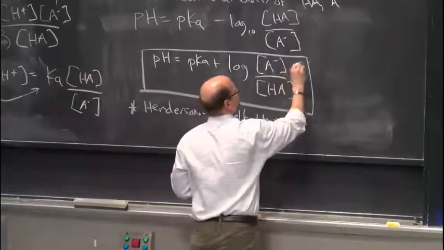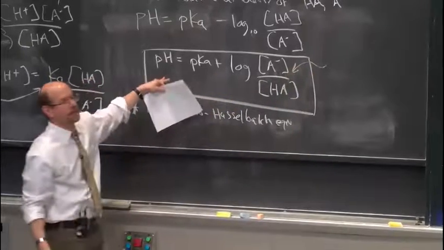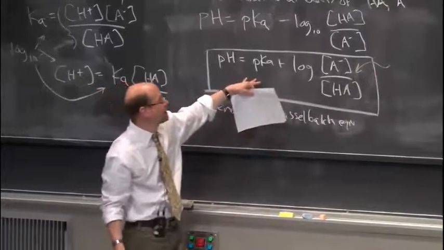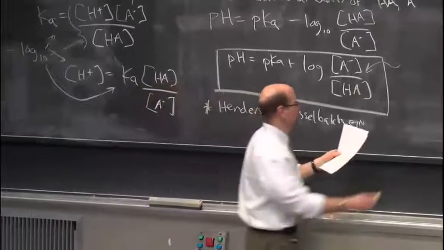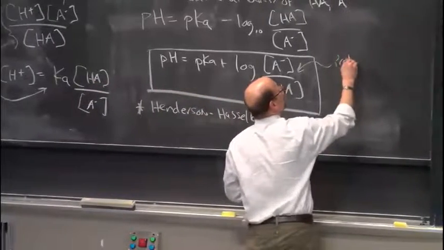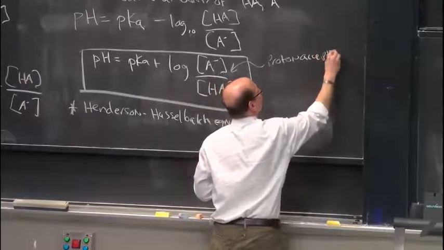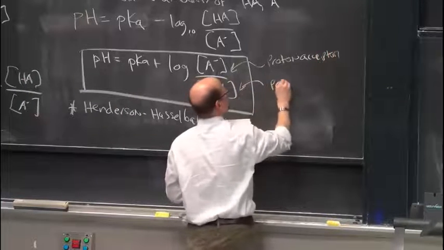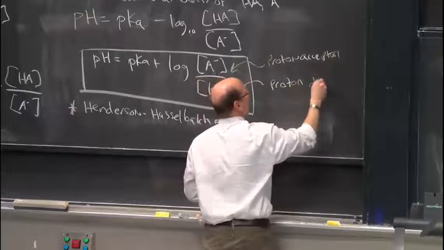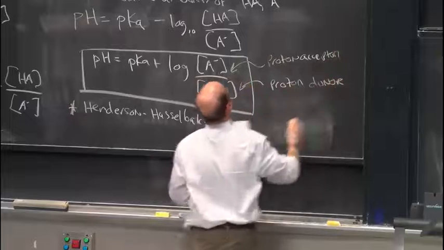And the way I want you to think about it is, it says that the pH is the pKa plus the logarithm here of the proton acceptor concentration divided by the proton donor concentration.